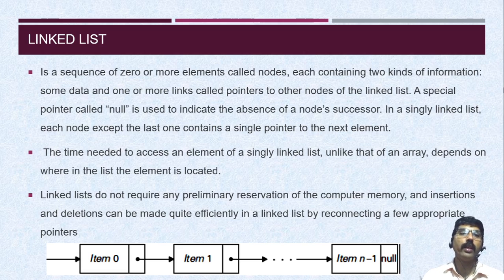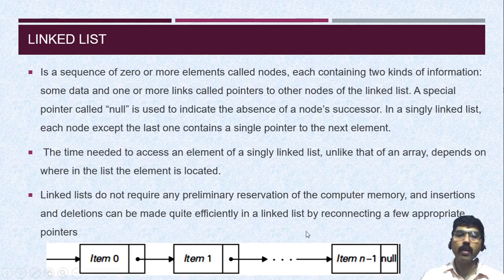Next one is called linked list. A linked list is actually a sequence of 0 or more elements. The elements are called nodes here. Each node contains two parts. The first part is called information or data. The second part is called a link or a pointer. This pointer is actually pointing to the next node in the list.